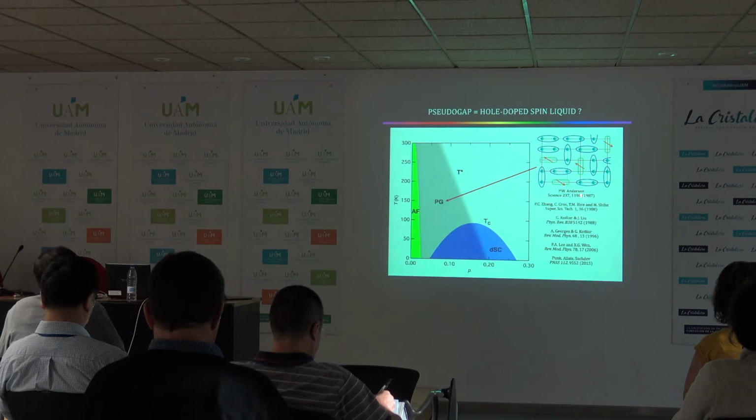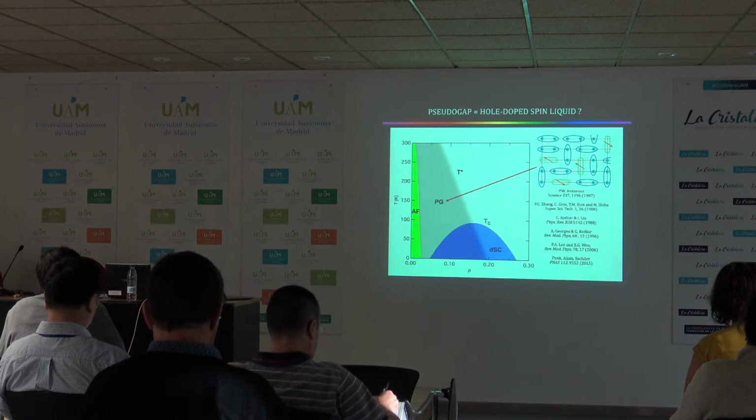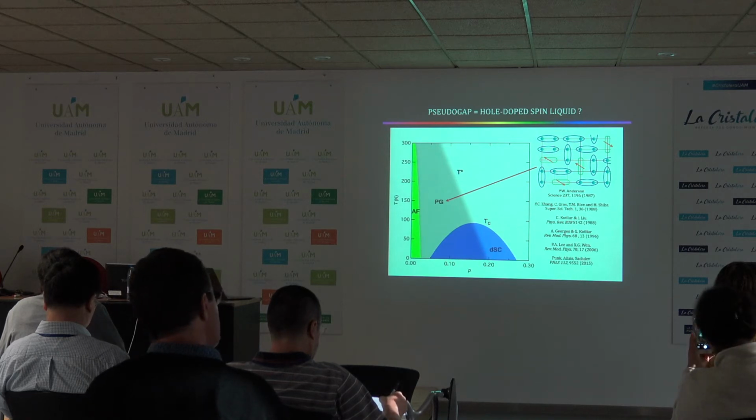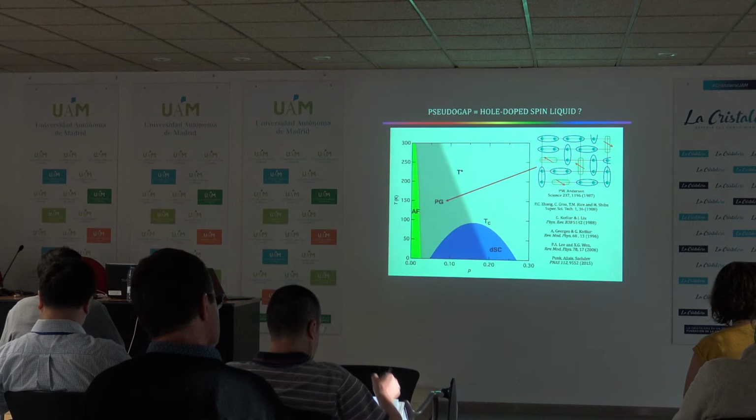Right from the beginning of this field, the proposal was that this mysterious phase is a hole-doped spin liquid. So why would that happen? It would happen for the following hand-waving reason. You originally had an ordered antiferromagnet, but you destroyed the order by putting some holes into the material. But you didn't destroy the exchange energy.